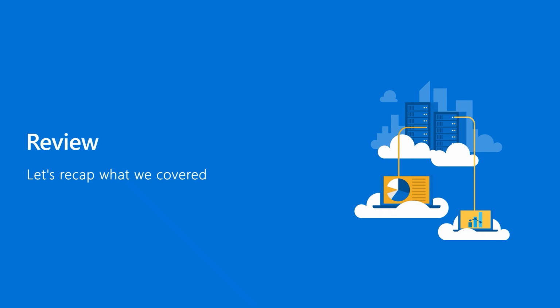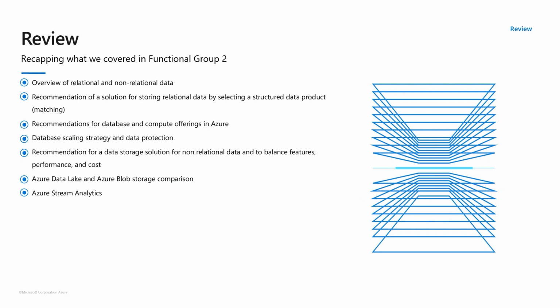And with that, let's review and recap what we covered in that functional group. We gave an overview about relational versus non-relational data. We recommended a solution for storing relational data by selecting a matching structured data product. We recommended a database compute offering out of what we have in the offer of Azure. We looked at database scaling strategies and data protection means. We recommended a data store solution for non-relational data and balanced out features like performance and cost with each other.